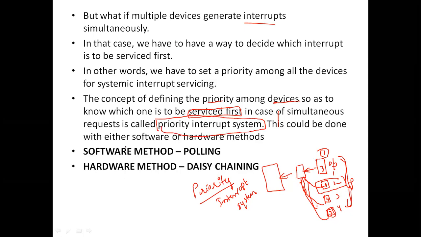This could be done by either hardware or software methods. The software method, we call it polling. The hardware method, we call it daisy chaining. So this is how we have different types of modes of data transfer.